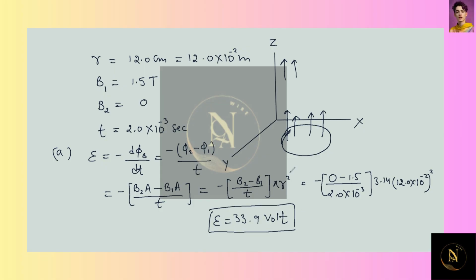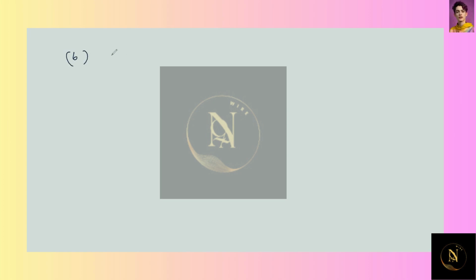Now, in the second part, if we are looking at this loop from upward, the magnetic field will be coming out of this loop and this magnetic field is reducing. So the reason behind the induced EMF is the upward decreasing magnetic field.